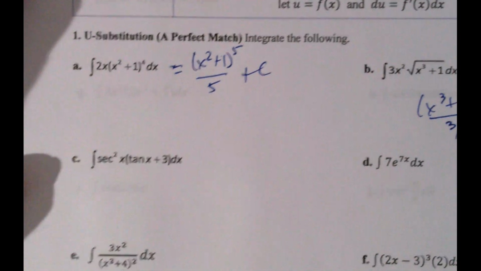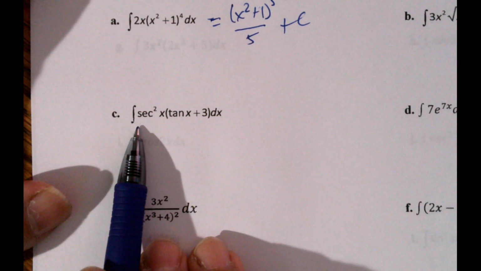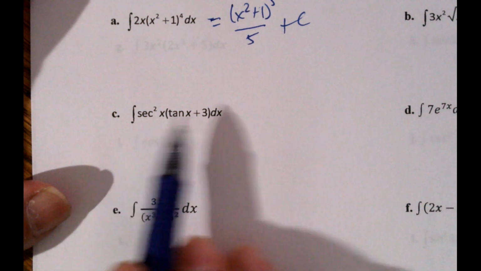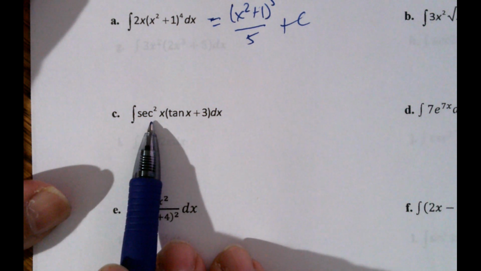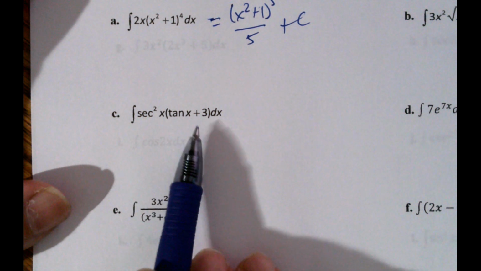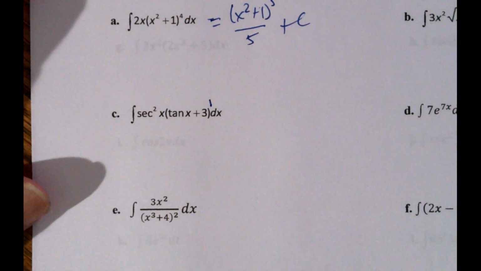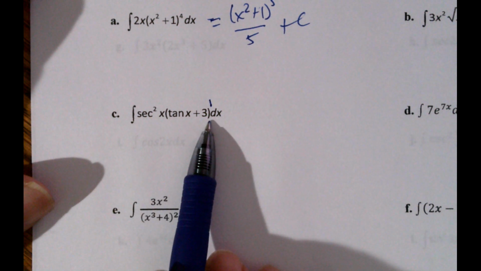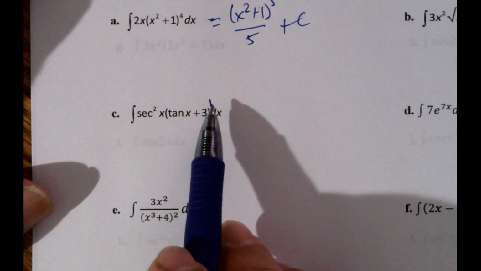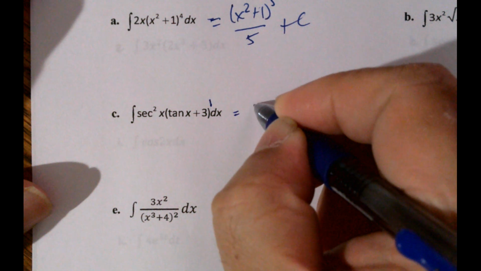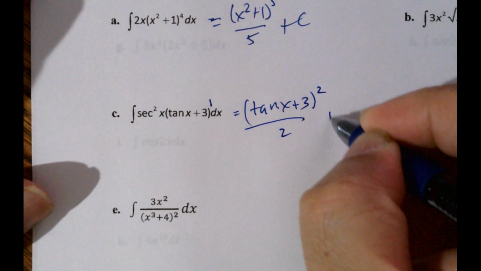All right. C, okay, here, what's the derivative of secant squared? Well, the derivative of secant squared is 2 times secant squared tangent x, and that's not what it is. But what is the derivative of tangent x? It's secant squared. And then you might be wondering, what do I do with this plus 3? Well, what's the derivative of plus 3? It's 0. So if I treated this as if it were an exponent, so what's the derivative of tangent x plus 3? Well, it's secant squared. So now I can do reverse chain rule and treat that 1 as the outside function. So this becomes tangent x plus 3 to the second power divided by 2 plus a constant.